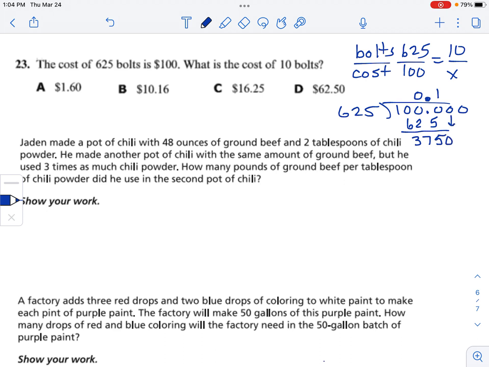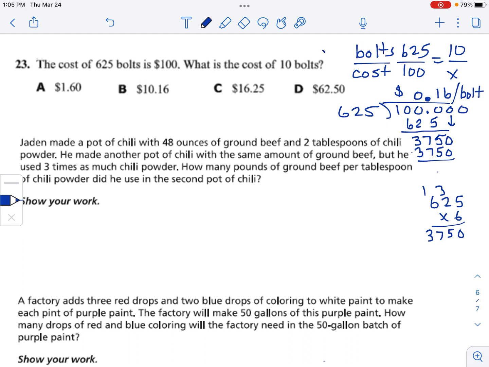All right, 625 goes into 375. I'm going to guess about 6 times because 600 times 6 is 360. So let's double check. 625 times 6, it's 30, 15, and it goes in exactly, right? So that means the unit cost is 16 cents per bolt.